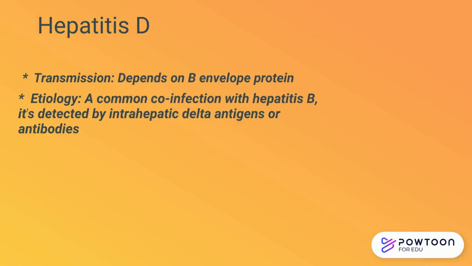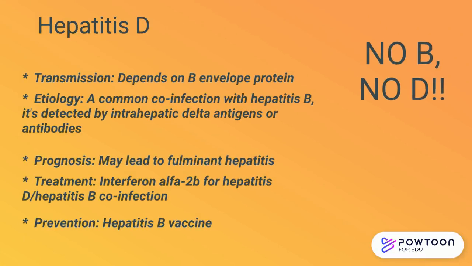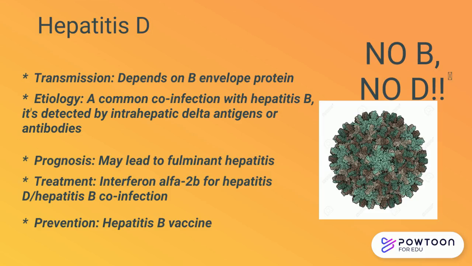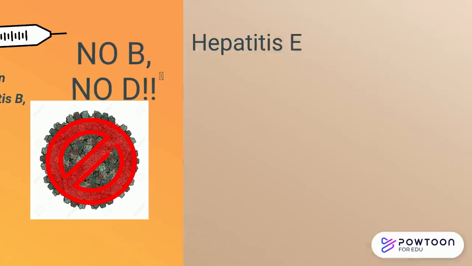While hepatitis D won't be specifically on our test, I do want to just bring up a couple of things about it. Hepatitis D depends on the B envelope to transmit, so the best prevention for D is to get the B vaccine. It is also the most common that will lead to fulminant hepatitis. This is more common in more underdeveloped countries.